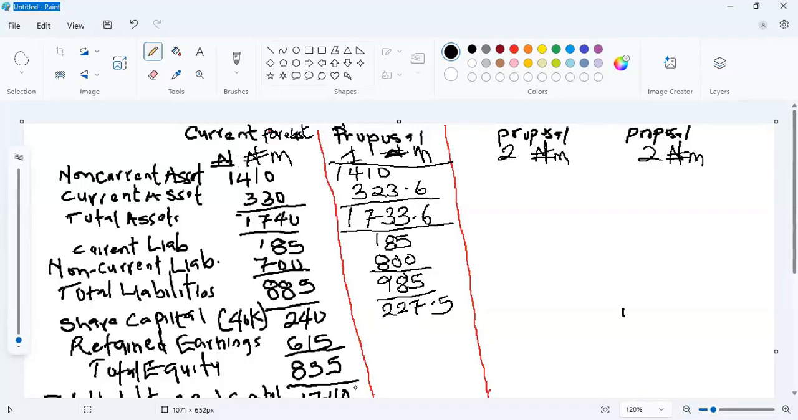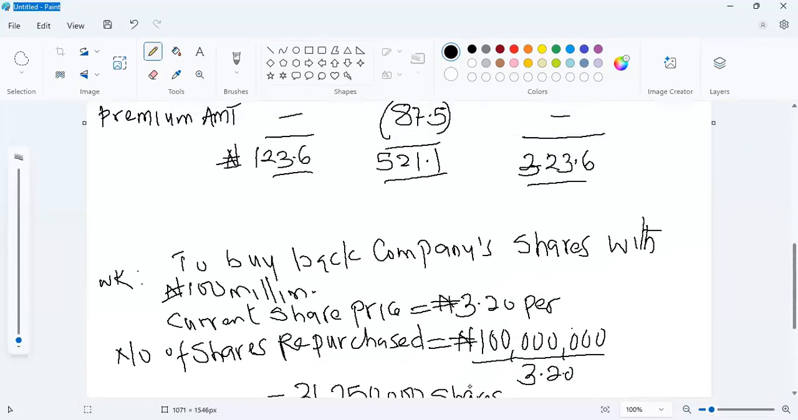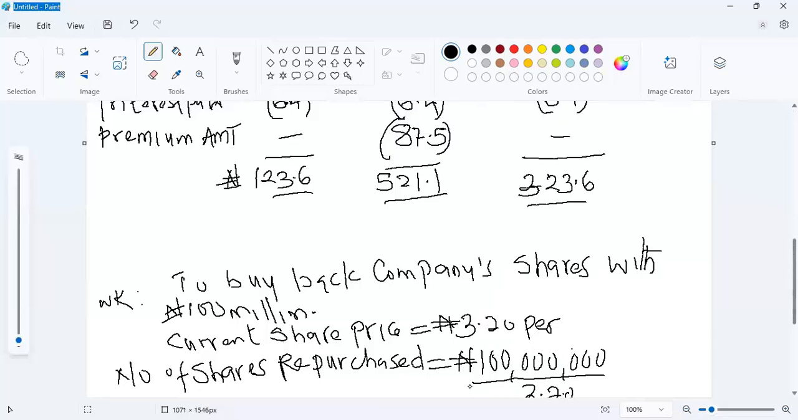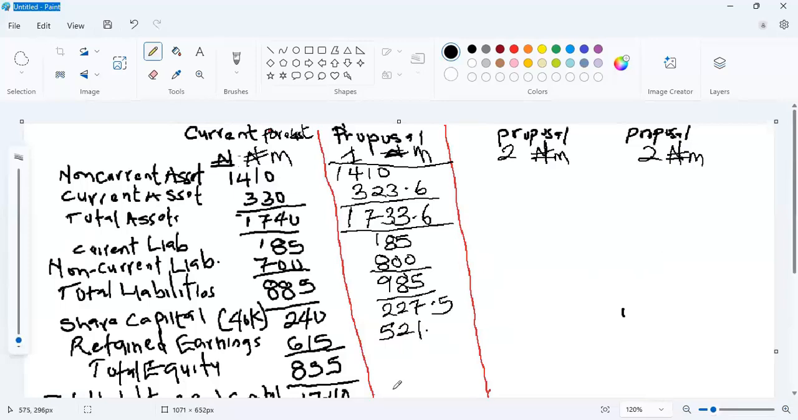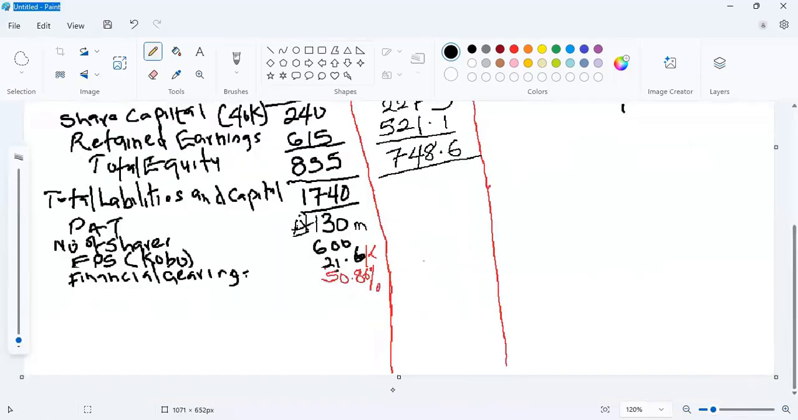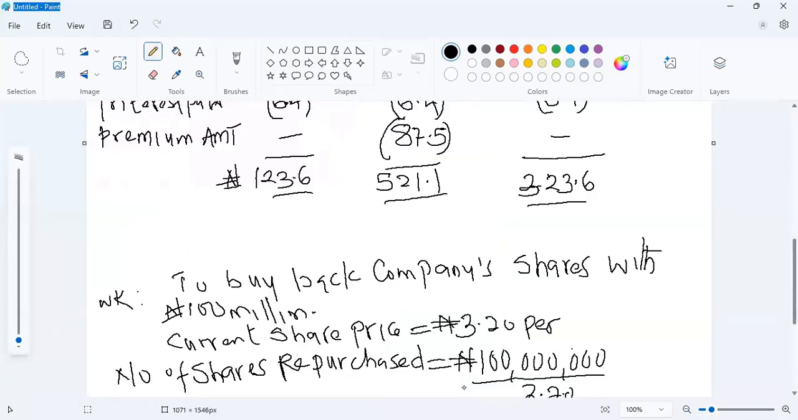Our retained earnings will be affected. The retained earnings figure is now 521.1. Total equity, please sum. Share capital plus retained earnings. What do you have? 748.6. Next. What's our profit after tax now with the adjustment?